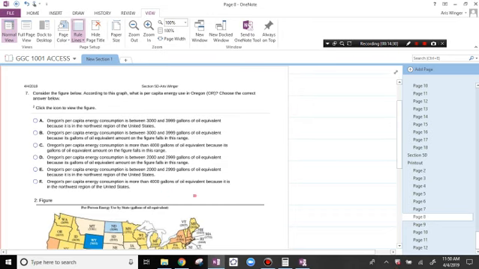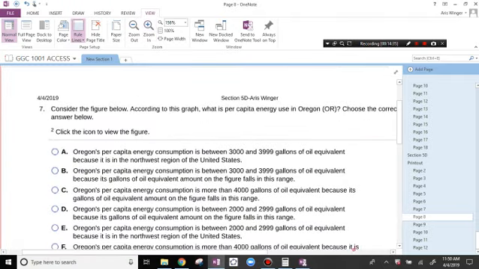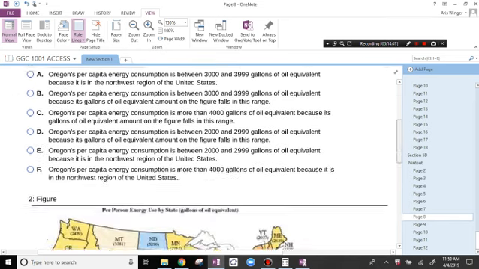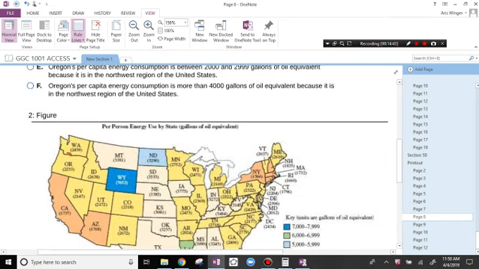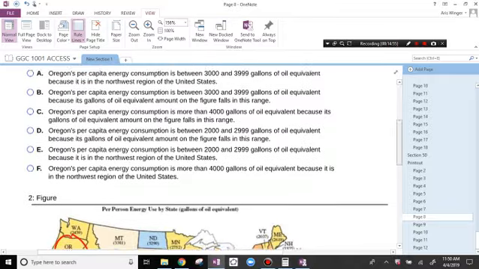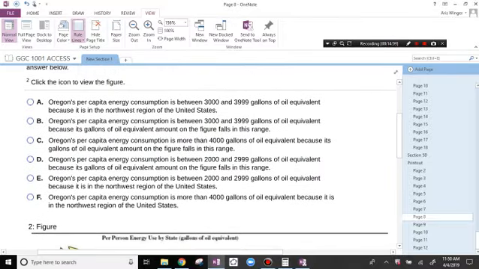Consider the figure below. According to the graph, what is the per capita energy use in Oregon? Here's Oregon. It's 2233. That puts you between 2,000 and 2,999. It's not between 3,000. No. Okay, it could be this or this one, not this one.